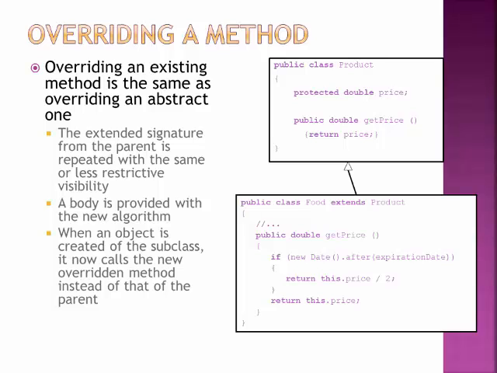So again, I had a product inside of there. It has a price. I can have a food product, which again has its price up above. I don't have to call super. I can say this.price. Since it's protected, I can access it just the same. I can just change the behavior. So if the date of today is after the expiration date of the food product, I automatically offer it at half price. I've changed the behavior. So for most products, the price is just the price. For food products, I've changed the behavior of what's going on in my class.